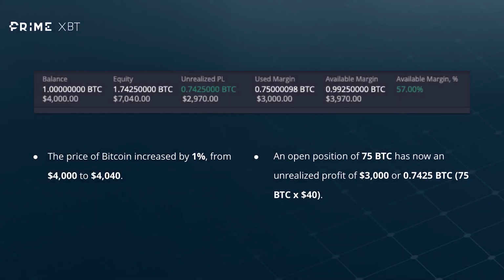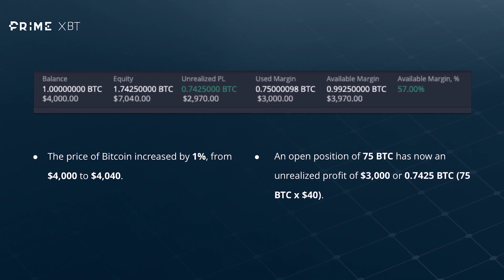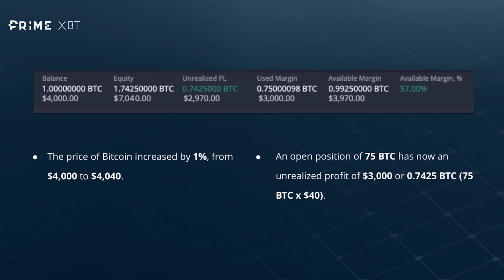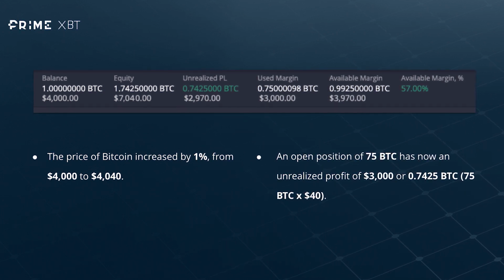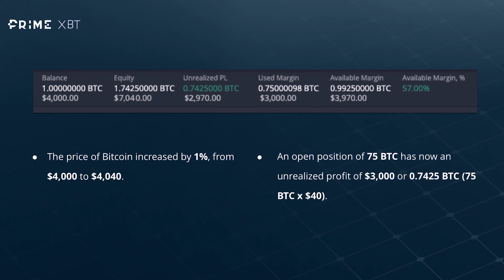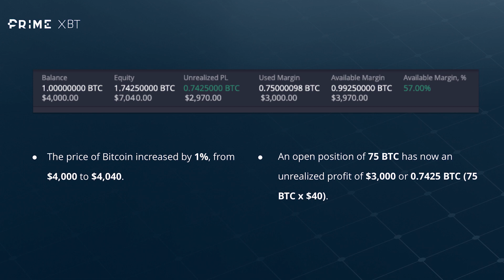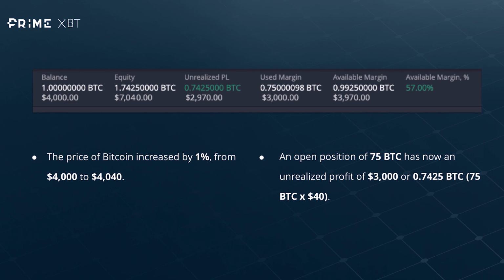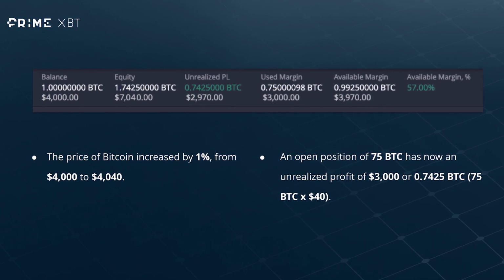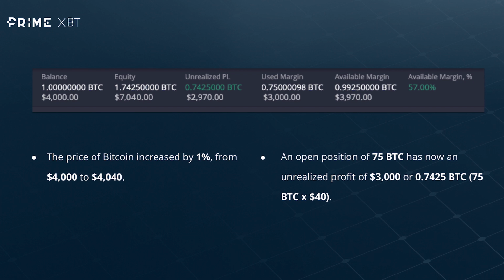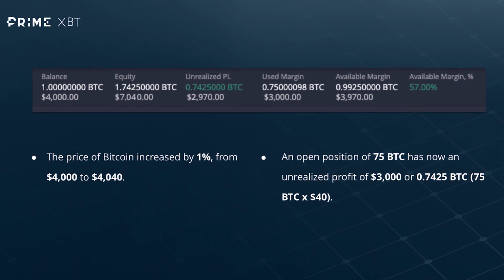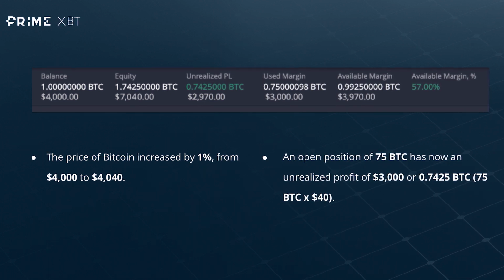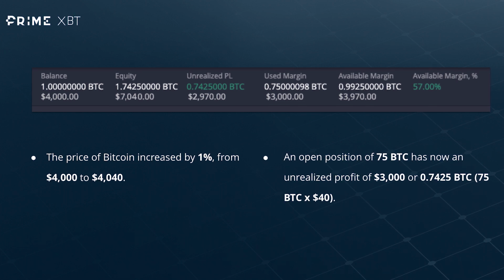For example, the price of Bitcoin increased by 1% from $4,000 to $4,040. An open position of 75 BTC now has an unrealized profit of $3,000, or 0.7425 BTC, 75 BTC times $40. Account status will change as follows. Balance: 1 BTC, $4,000. Equity: 1.7425 BTC, $7,040. Balance plus unrealized profit of 0.7425 BTC. Unrealized P&L: 0.7425 BTC.